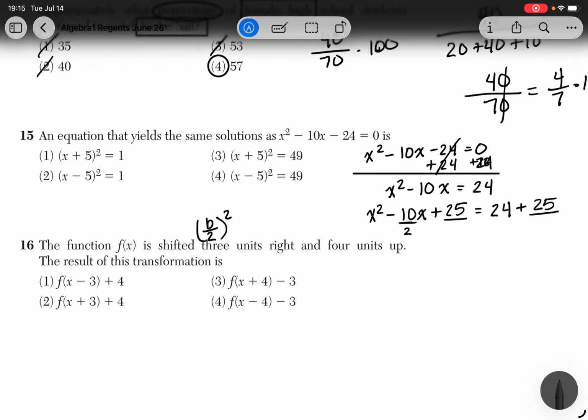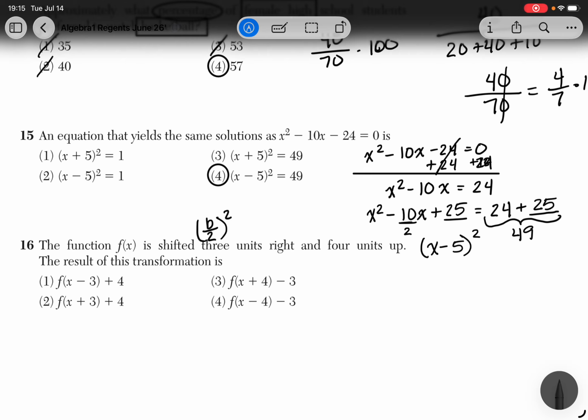And whatever we put on one side, we have to do on the other. 24 plus 25 simplifies down to 49. And then now we just need to simplify this as a squared binomial, which will be x. Since it's negative 10, we know that our value is going to be negative 5. And then square that buddy. So the only answer choice that matches will be answer choice number 4.